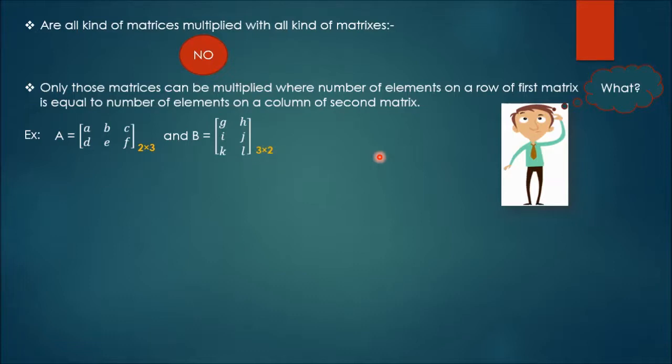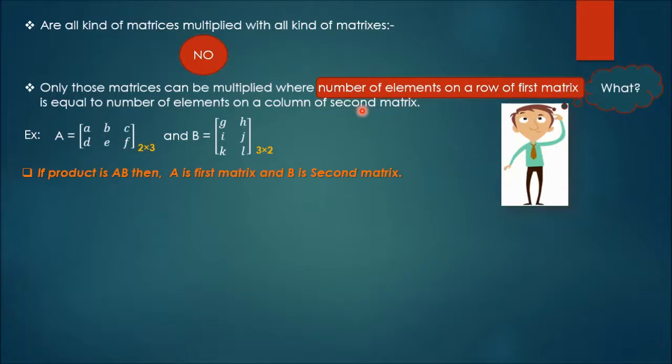Now we are going to learn about the first matrix and the second matrix. What is the first matrix? If the product is AB, then A is the first matrix and B is the second matrix. What we understood here is the number of elements on a row of matrix A and the number of elements on a column of matrix B. Let's highlight this part.